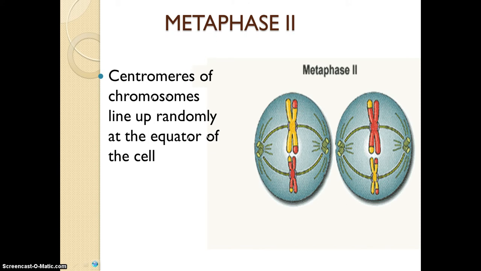Metaphase 2 is the second step of Meiosis 2. The centromeres will be pulled by those spindle fibers to the equator of the cell. The chromosomes will then line up randomly in the middle, not in any kind of order.